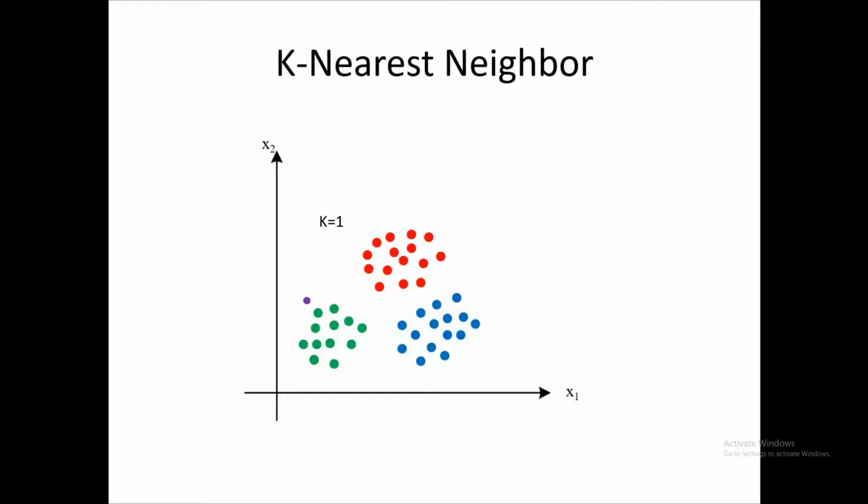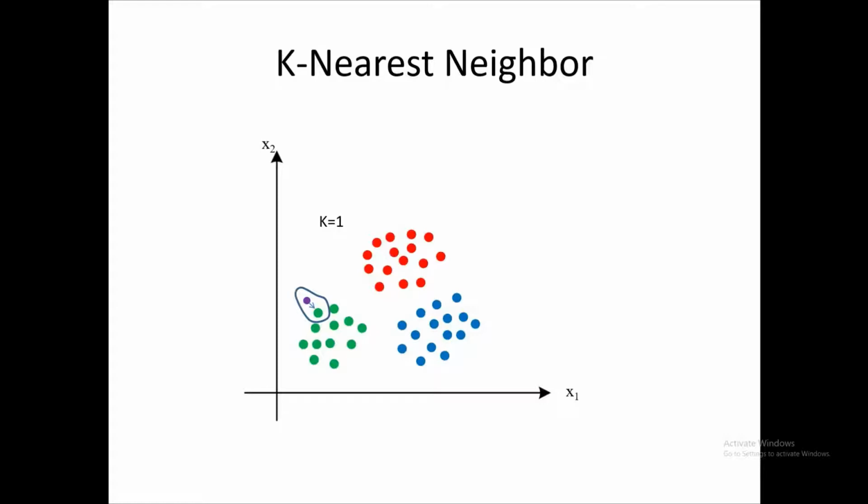In this case we take only one nearest neighbor. It will find the nearest neighbor pointed to by the arrow, and it will label the category based on the label of its nearest neighbor. This means the category or label of this new data will be green. We classify this data as green because its nearest neighbor has the label green.